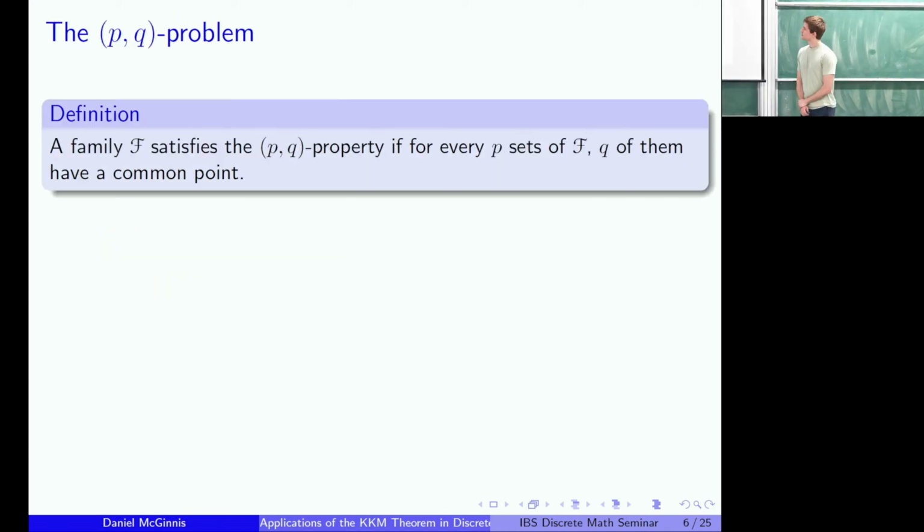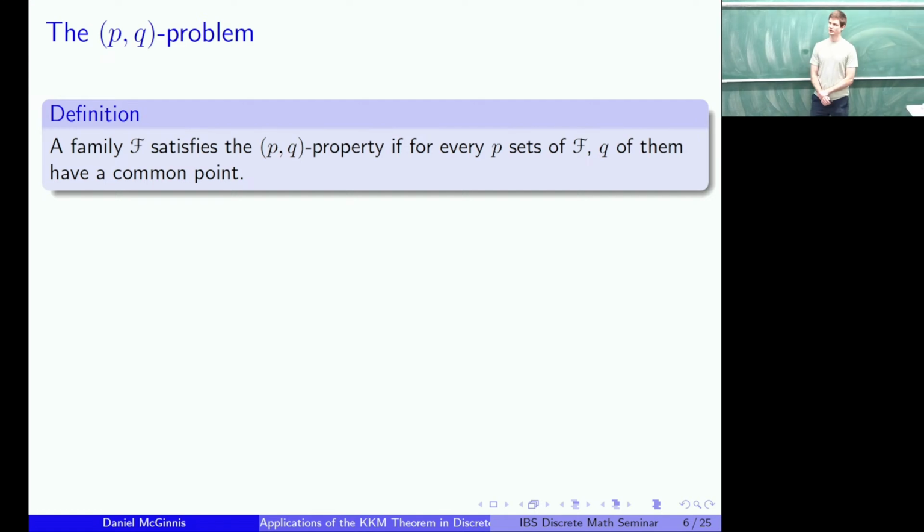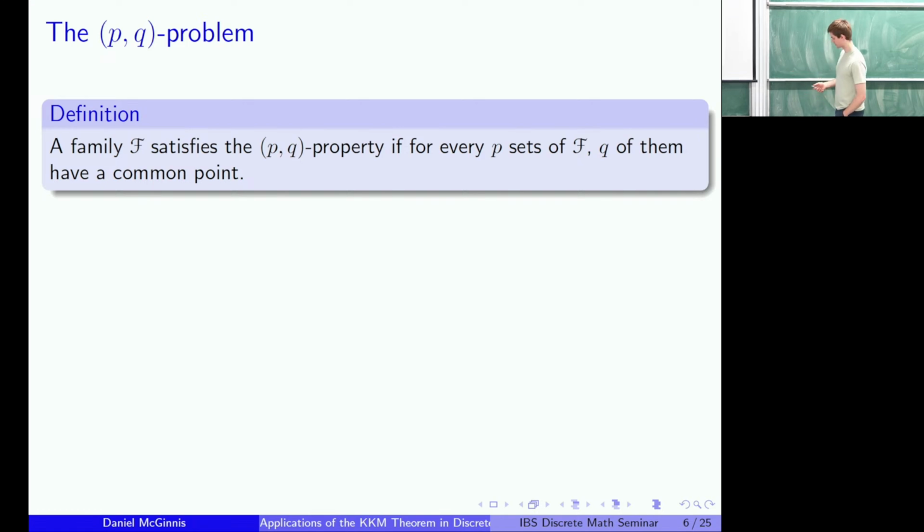Okay, so here's one of the more well-known variants of Helly's theorem, where we alter the local condition for our family of sets. Basically, this definition here is describing this local condition.